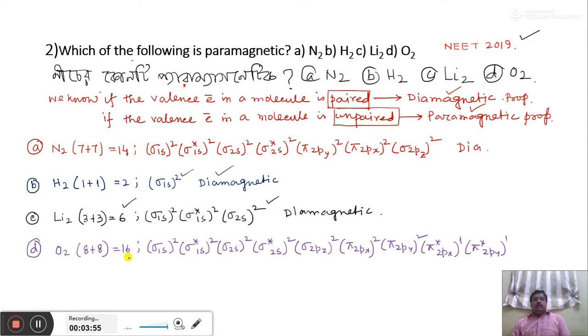In case of O2, it contains 16 electrons. Its electronic configuration is sigma 1s2, sigma star 1s2, sigma 2s2, sigma star 2s2, sigma 2pz2, pi 2px2, pi 2py2, pi star 2px1 and pi star 2py1. It contains unpaired electrons. Due to presence of unpaired electrons, it shows paramagnetism. So O2 can show paramagnetic character, so option 4 is the right one.